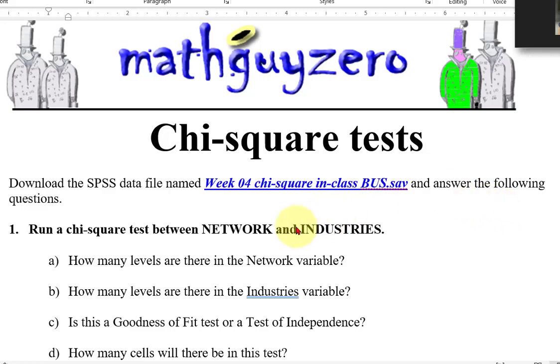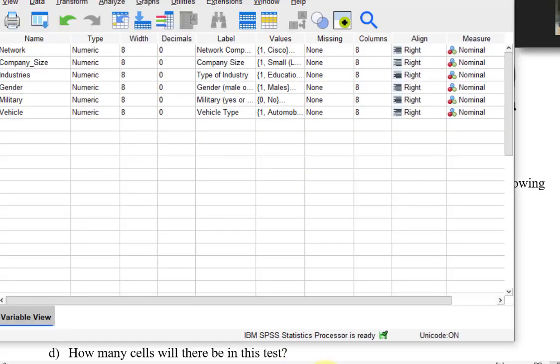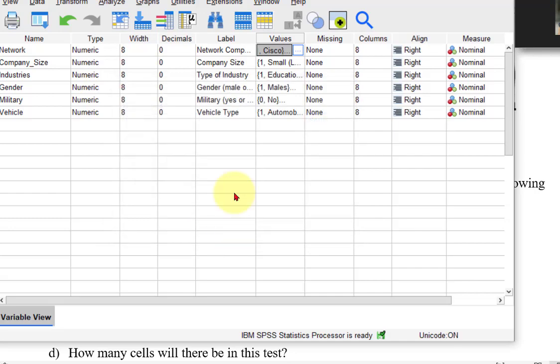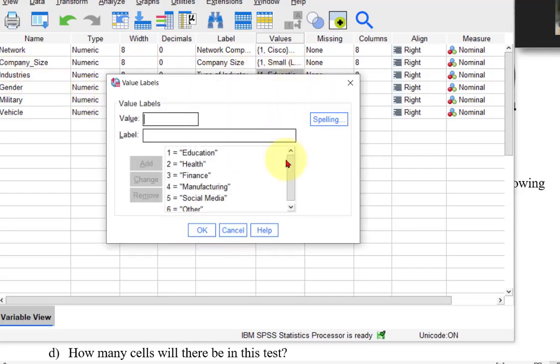Chi-squared test between network and industries. Okay, first question. How many levels are in network? Second question. How many levels in industry? That should be fairly easy. So network has 4 levels. 1, 2, 3, 4. Right? Subgroups. And industry has... Ooh, it has 6 levels. Okay, that's the first 2 answers.